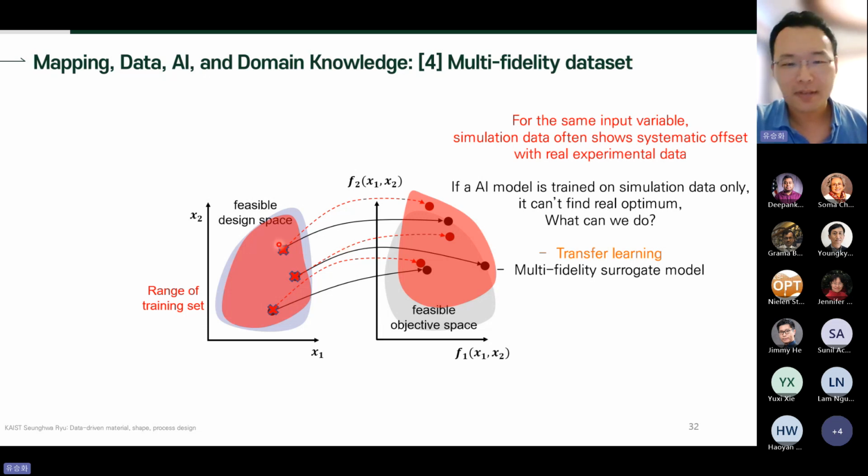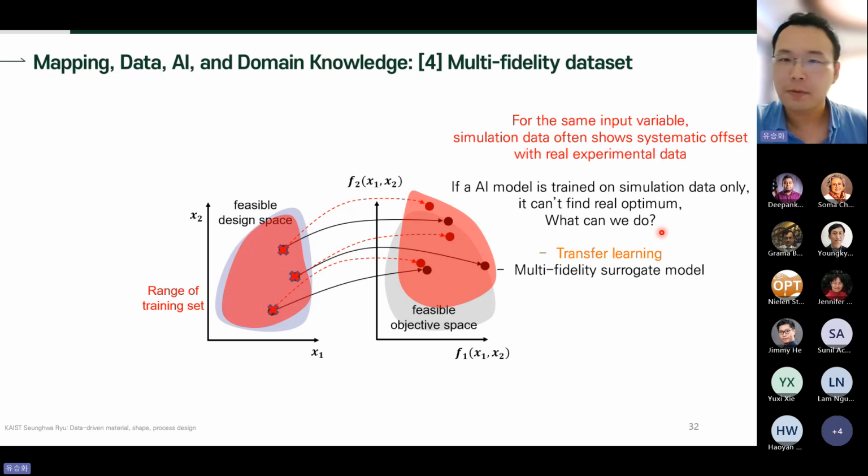For example, given the same composition and same shape, the simulation, which can be written as this red mapping, and the experiment often have a systematic offset. In case of this systematic offset, if we train an AI model only with the simulation data set, it will show an offset with experimental data. In that case, what can you do? We can either use transfer learning or a multi-fidelity surrogate model. And today, I will briefly touch upon the transfer learning idea.